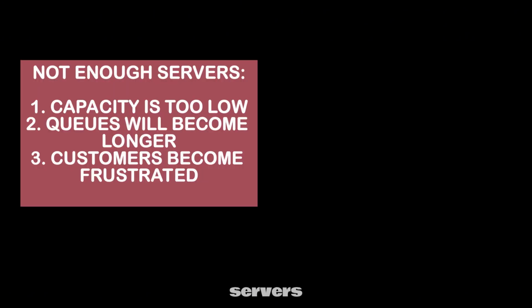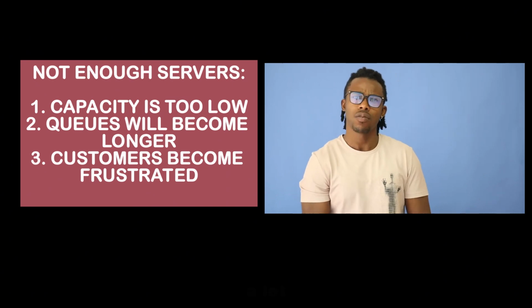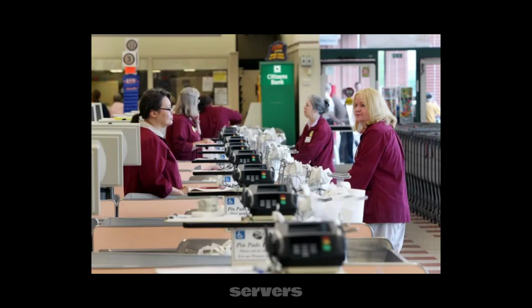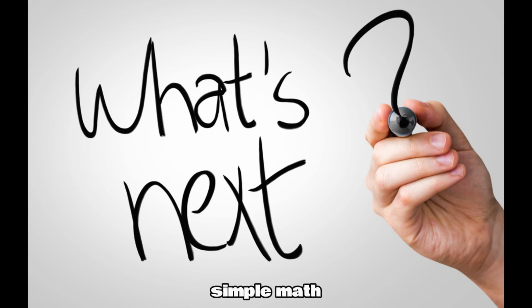If there aren't enough servers, meaning capacity is too low, queues will get too long, and customers will get frustrated with the wait, even if servers are getting used a lot. But if there are too many servers, meaning capacity is too high, customers won't wait too long. However, servers during that time will not be used too much. That's why managing capacity is about finding a balance between customer wait time and server use. It's crucial to be able to predict both factors for a queuing system. The next section of this chapter covers some simple math methods to understand how queues work.